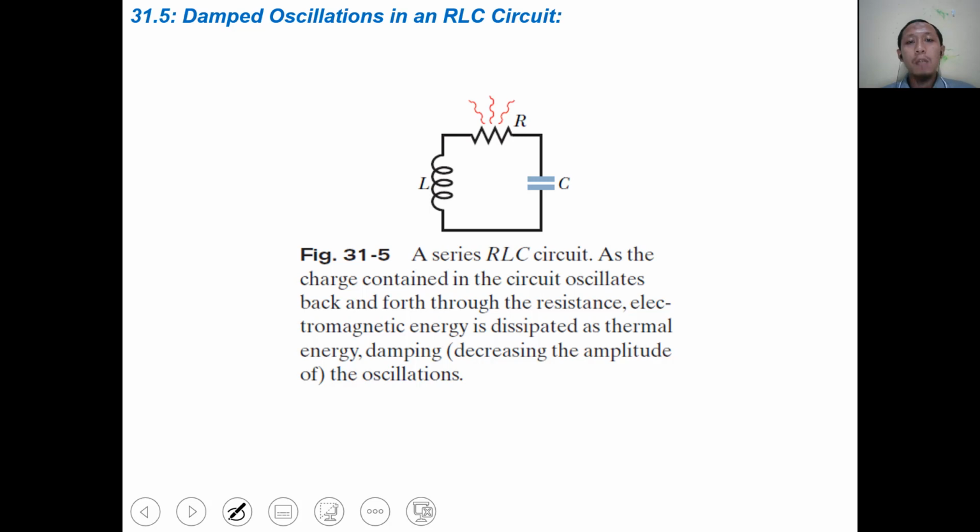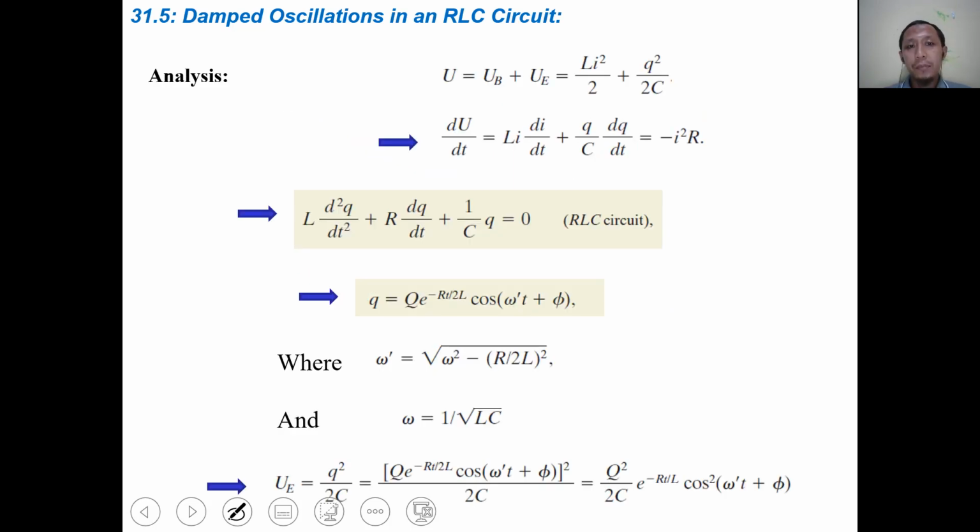Okay, and then if we connect a small resistor r like this one, the r will convert the energy from the inductor as U_B, and the U_E from the capacitor, into thermal energy, like heat. So the energy will decrease, and as we saw before, the sinusoidal current or sinusoidal voltage will decay. Like this one, if we didn't put the resistor in the LC circuit, we get the total energy like this.